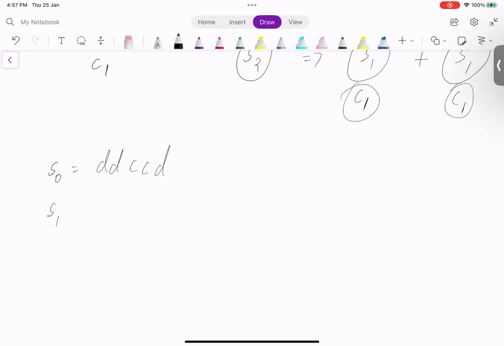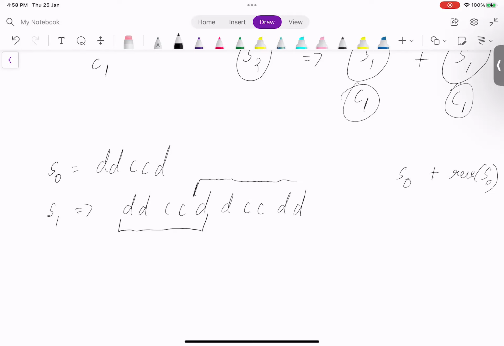Now in S1, if we observe, we get DDCCD, right? So now here, if we observe, this is one substring which is equal to S0, and when we concatenated S plus the reverse of S, we can see that some part of the first S0 and some part of the second, the reverse of S0, merging together formed one substring which is equal to S0, right?